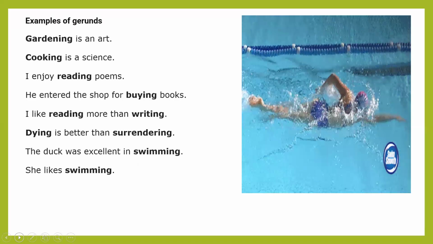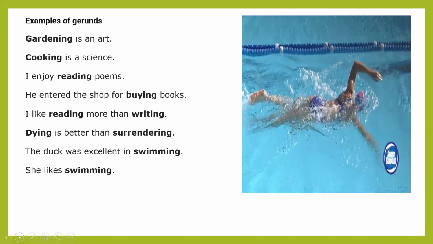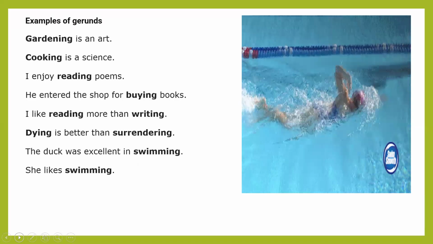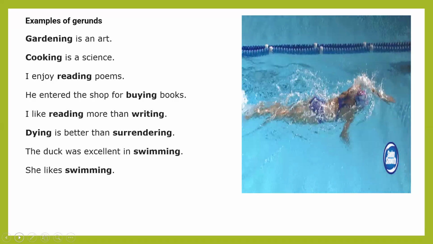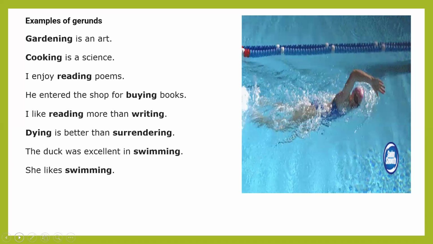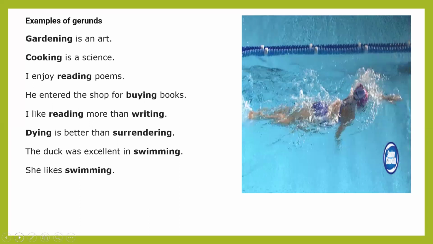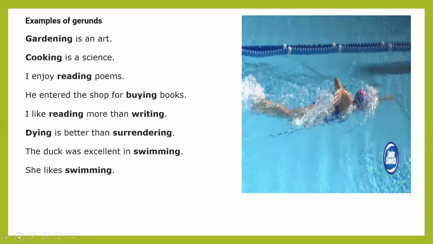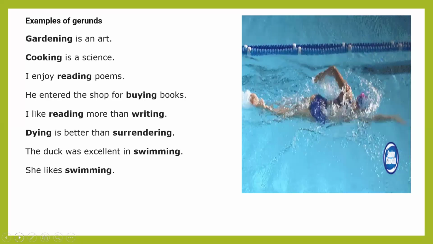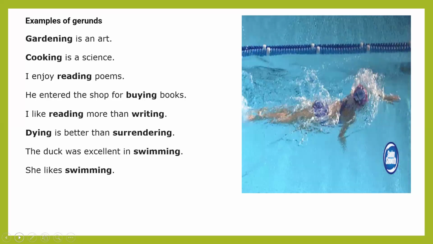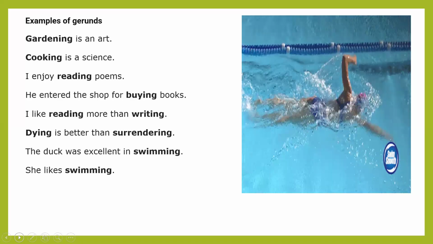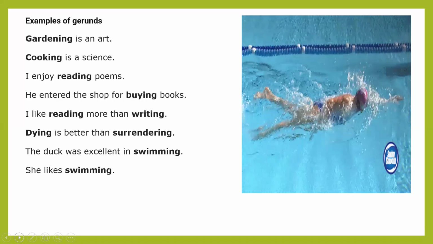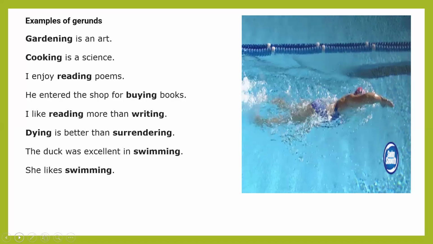So examples of gerunds are given. Gardening is an art, cooking is a science. I enjoy reading poems. He entered the shop for buying books. I like reading more than writing. Dying is better than surrendering. The duck was excellent in swimming. She likes swimming. So gardening, cooking, reading, buying, writing, dying, surrendering, swimming: these are all verb plus ing gerunds.